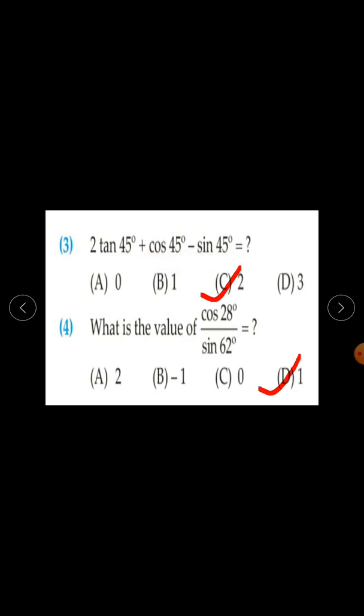So 2 into 1 plus 1 upon root 2 minus 1 upon root 2. Plus 1 upon root 2 minus 1 upon root 2 is 0. So 2 into 1 is 2. So C option is correct, that is 2.